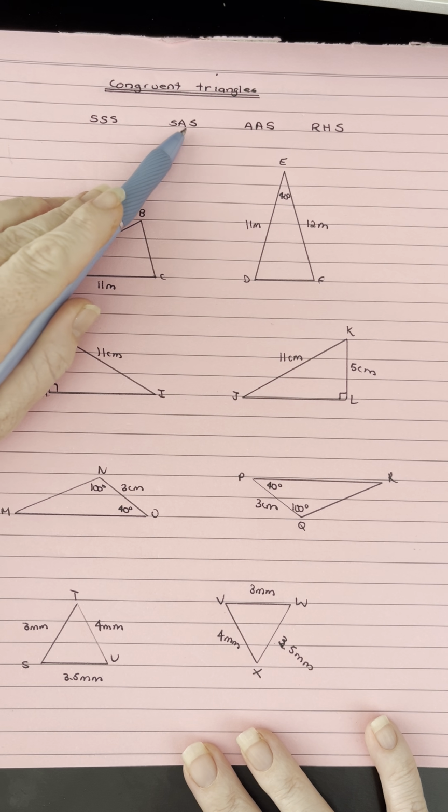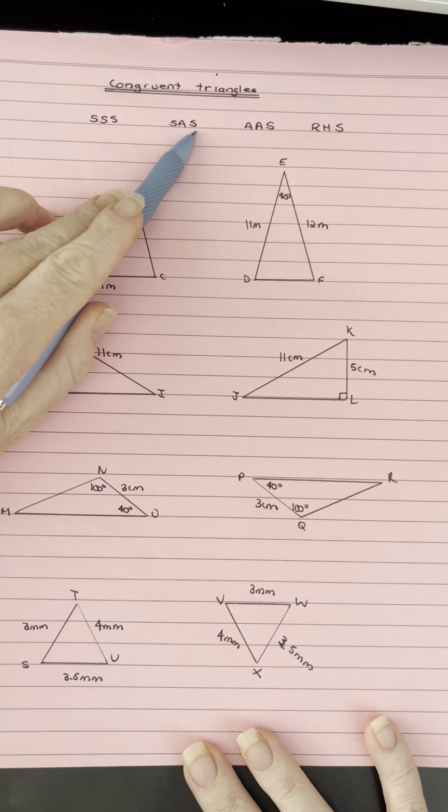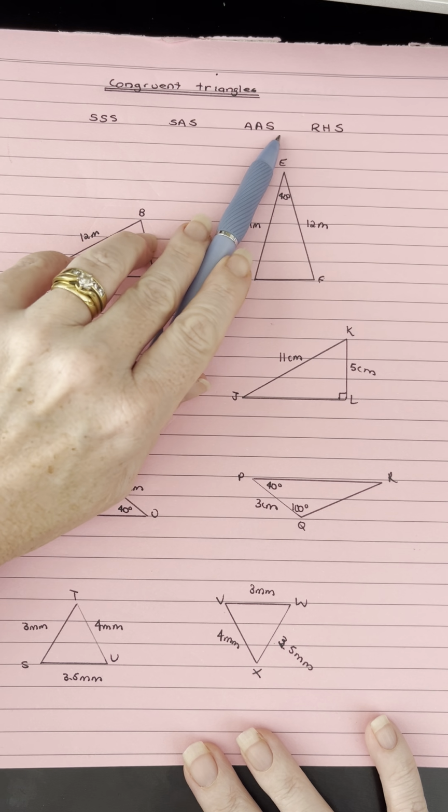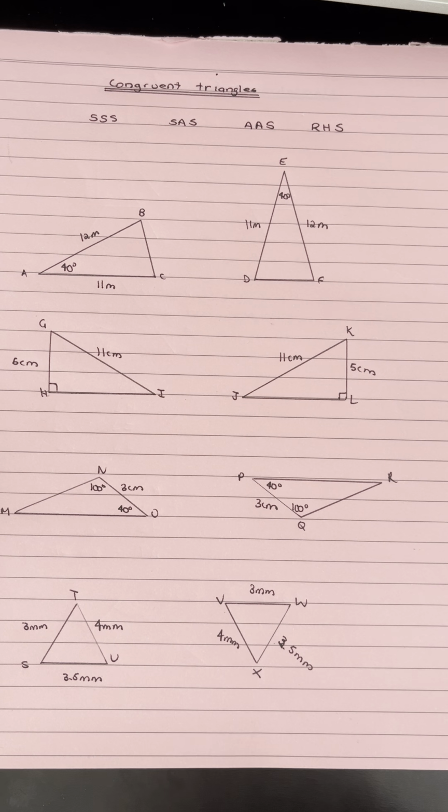We can also have side angle side. So if you've got an angle with the 2 sides adjoining it, and they match on both triangles, then we can say it's congruent. Or we could have 2 angles and a side. Obviously, if we know 2 angles, we would also know the third, or we could work out the third. But just knowing the angles isn't enough. We need a side to tell us that it's the same size triangle as well, not just the same angles.